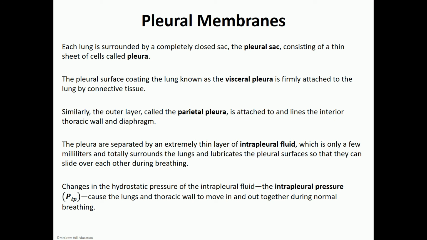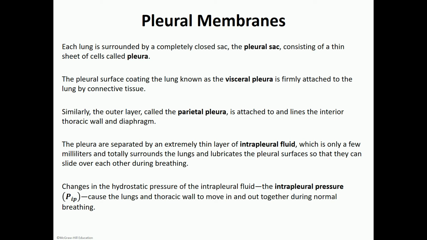Now, the lungs are surrounded by pleural membranes, which are serous membranes. It has two layers. There is a visceral layer that is covering the lung, and there is a parietal layer, and that layer lines the chest wall from the outside. On the lower surface, it lines the superior surface of the diaphragm.